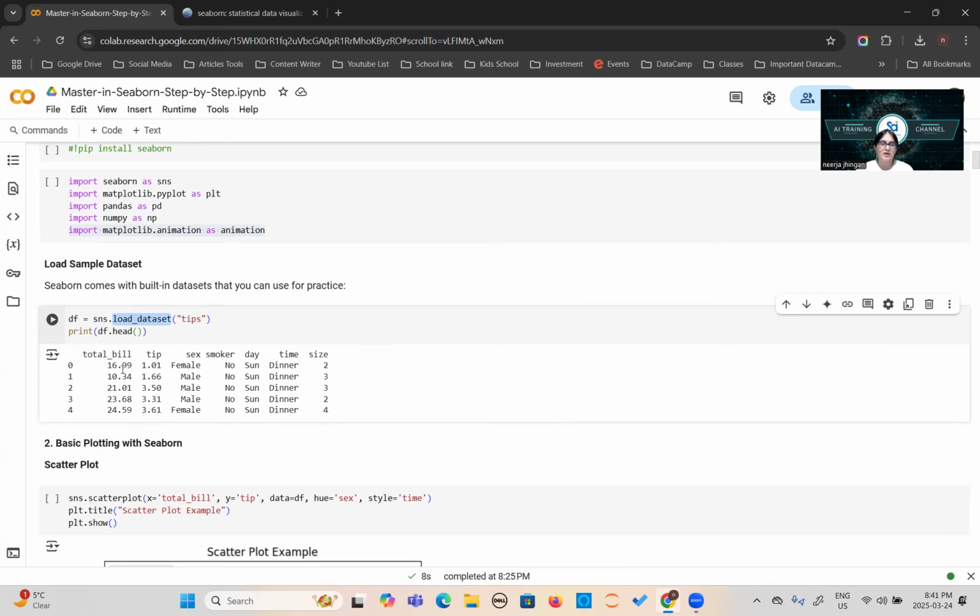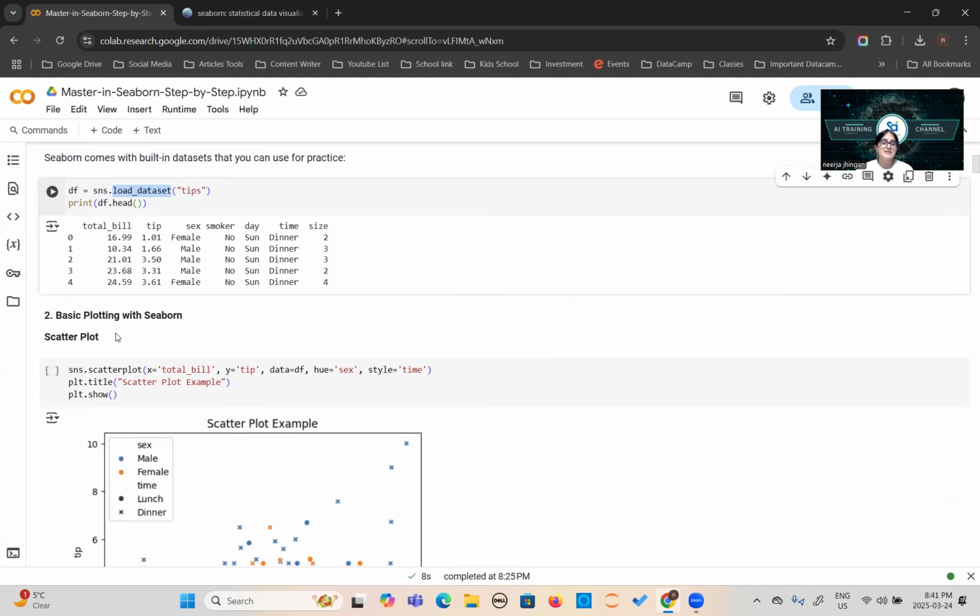So here we have the total bill, and we have the tip, how much tip they have given. There are two types of gender, whether they are smoker, what is the day, time, and size, how many people. Okay, so this is the data we are going to use to draw the graph today. We are using dummy data as well, and we are using one more data set according to the graph. Okay, so now let's start with the basic plotting with Seaborn.